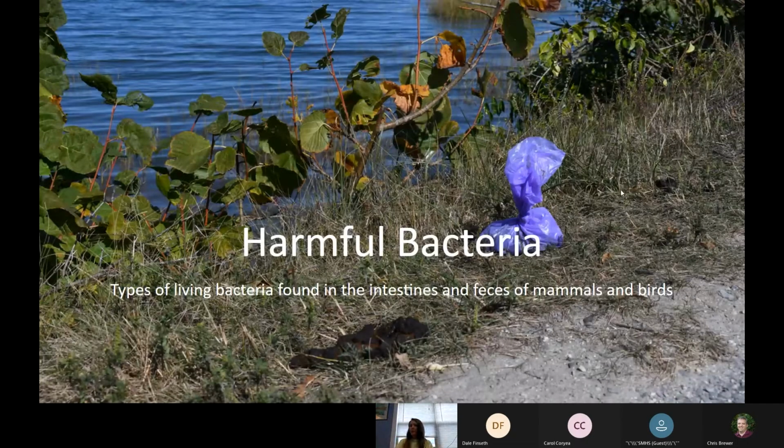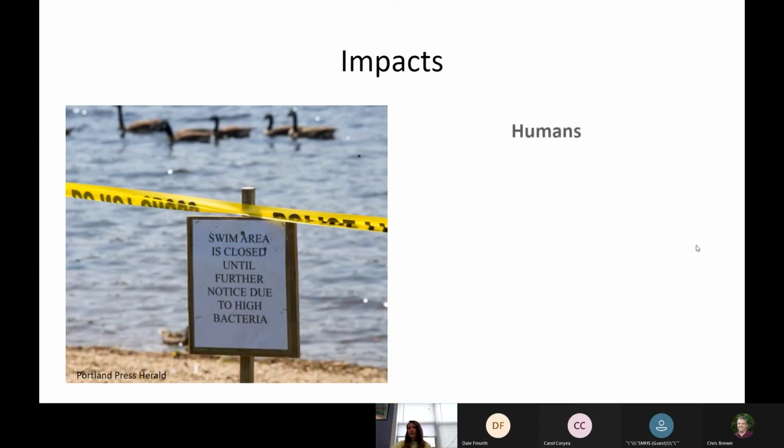All right, so our next one is going to be harmful bacteria. These are the bacteria that are found in the intestines and the feces of different animals and birds. For humans, this is a really big issue if the water has a lot of bacteria in it. It causes a lot of diarrhea and vomiting. We have a lot of issues if we end up eating that bacteria.